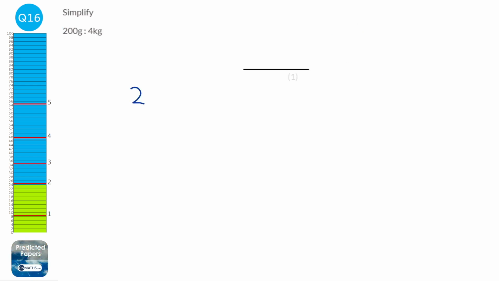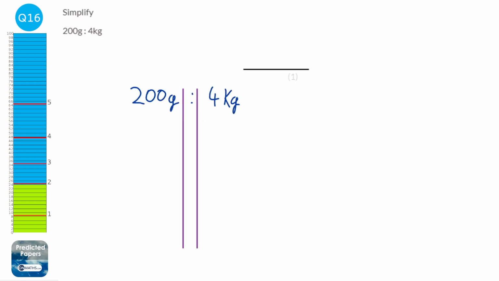So we've got to first of all make these both the same units, because at the moment they are different units, and when we have ratios we always want to make sure that they have the same units, and then we can get rid of the units. So I'm just going to make them both into grams. I'm going to do that by timesing the right by 1,000.